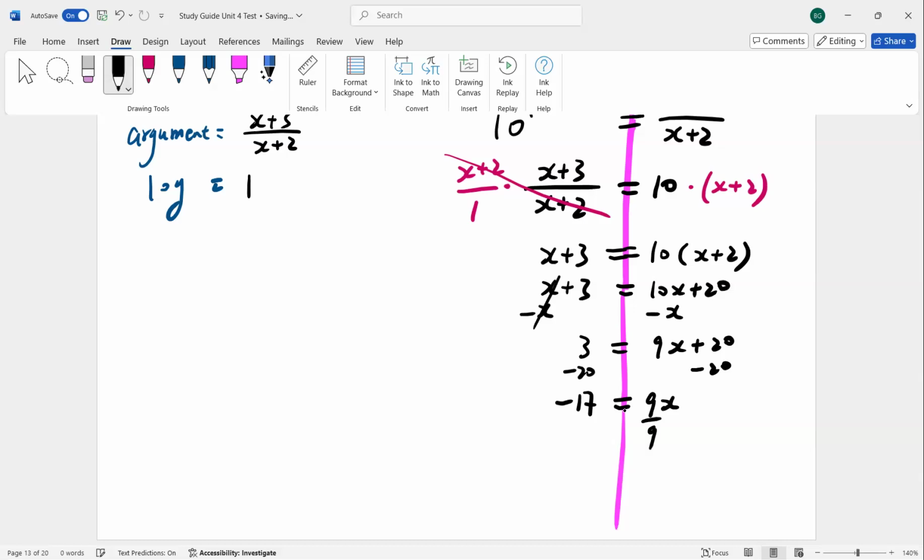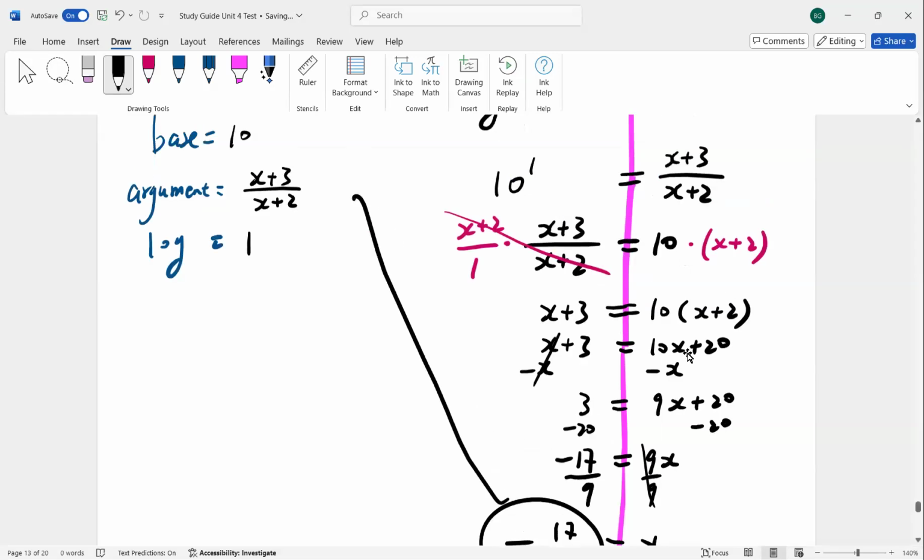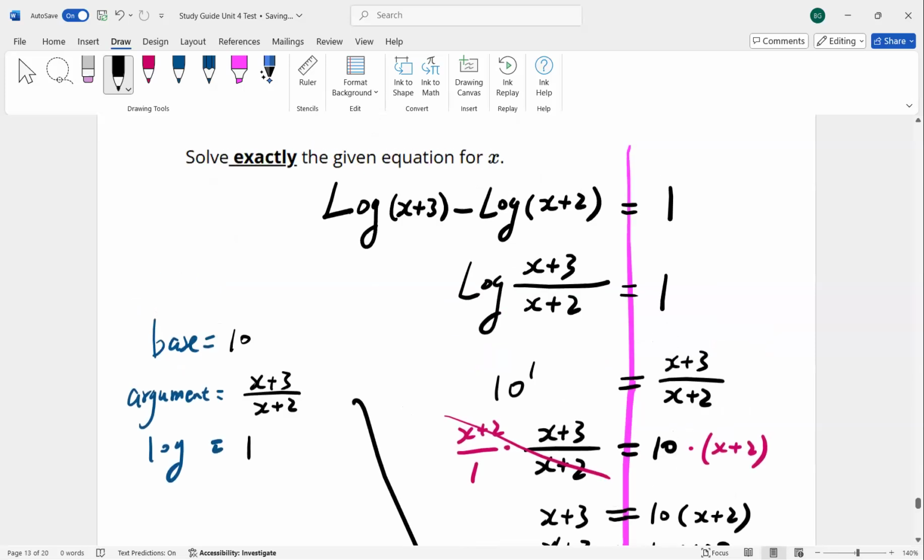Divided by 9, divided by 9. We have x equals negative 17 over 9. That's our proposed solution. We have to double check. We have to check. Bring it back. Negative 17 over 9.